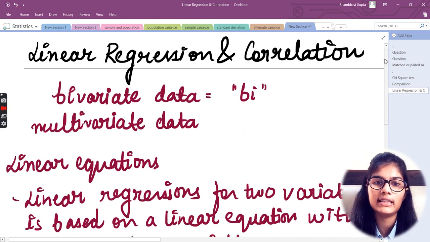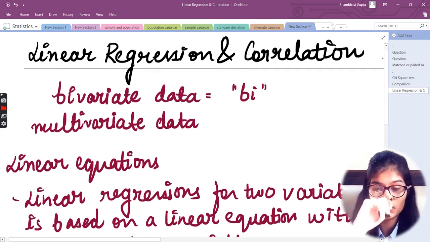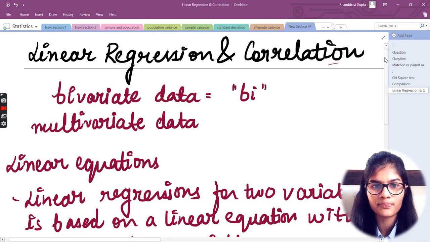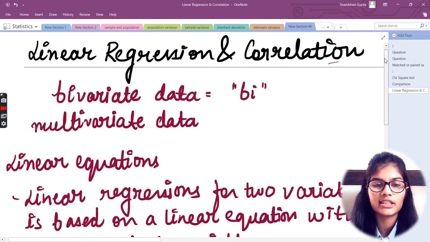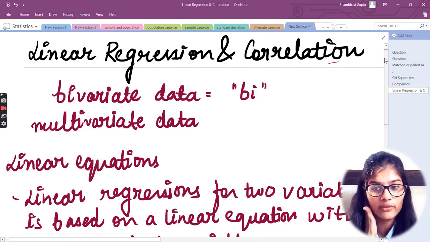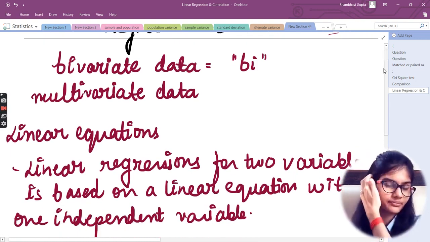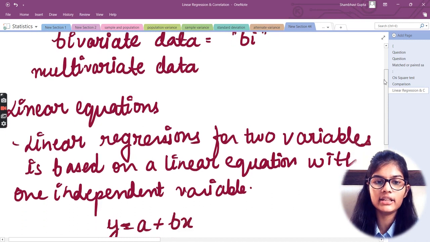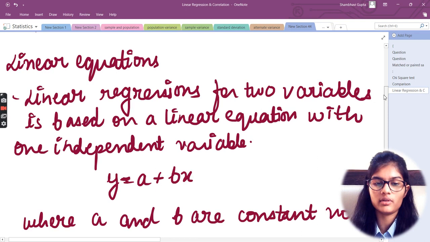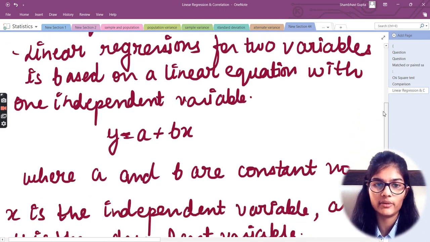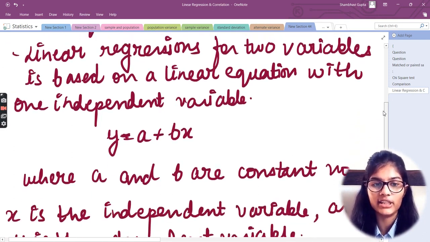So when we talk about linear regression or correlation, two terms come. The first one is bivariate data, that is bi, and the second one is multivariate data, that's basically for multiple variables. Now, when we talk about linear equations, the linear regression for two variables is based upon a linear equation, which shall have one independent variable, right? Y is equal to a plus bx.